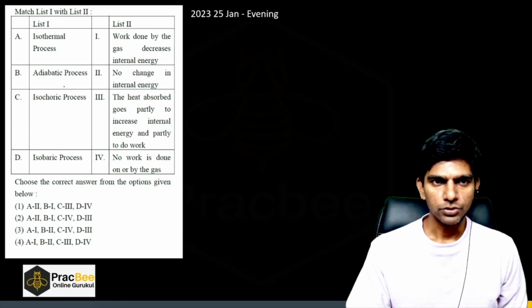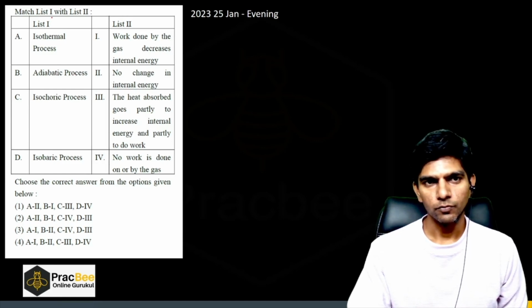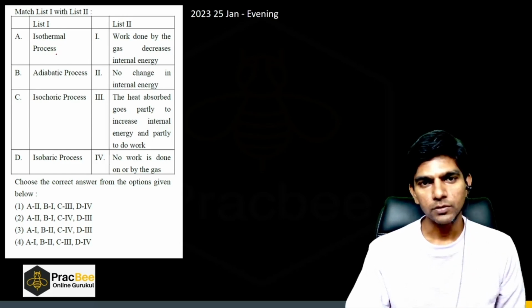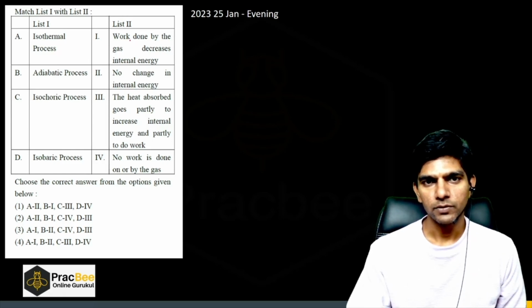Okay, now let us see this question. Match list 1 with list 2. In list 1, we have given different types of processes. In list 2, we have given different conditions for those processes, right? So let us see. Isothermal process. In list 2, we have work done by the gas decreases internal energy. Okay, let us see all the options.